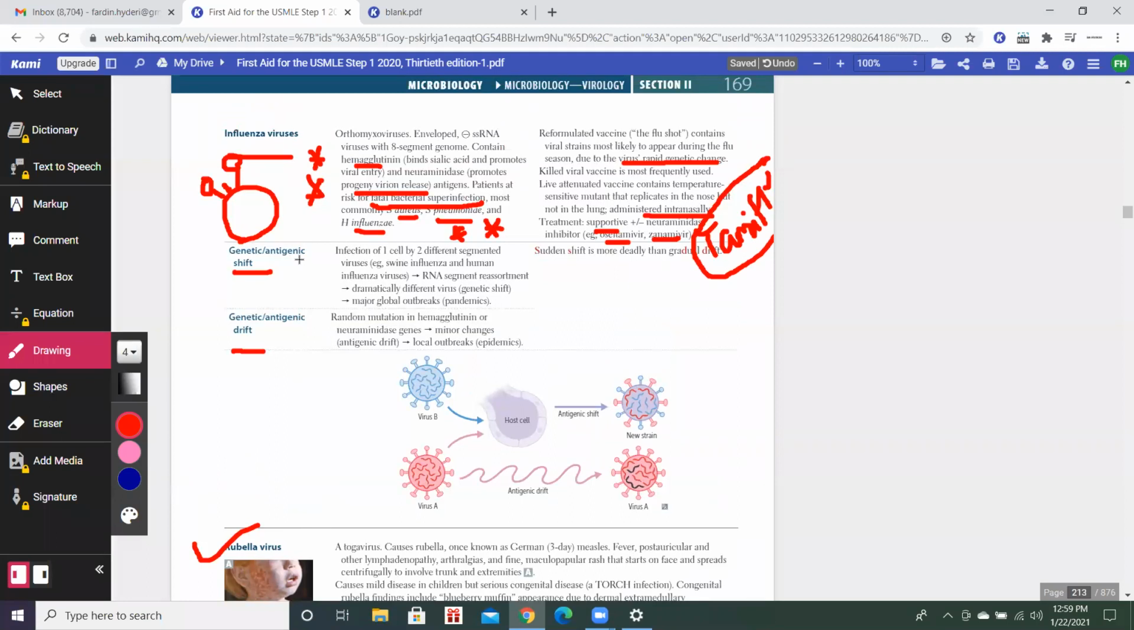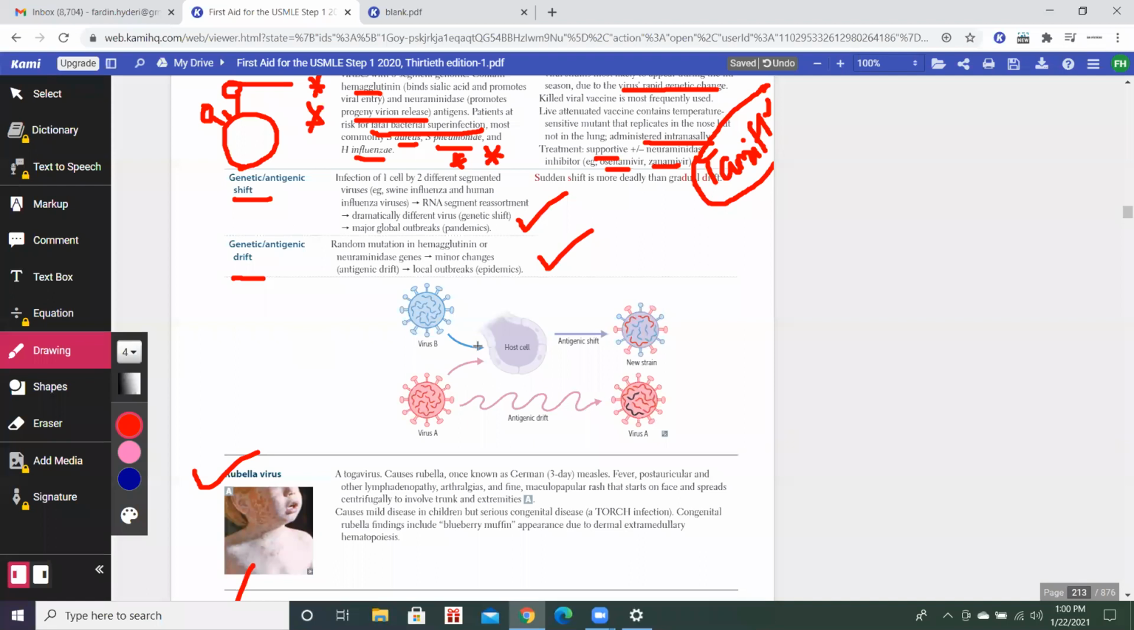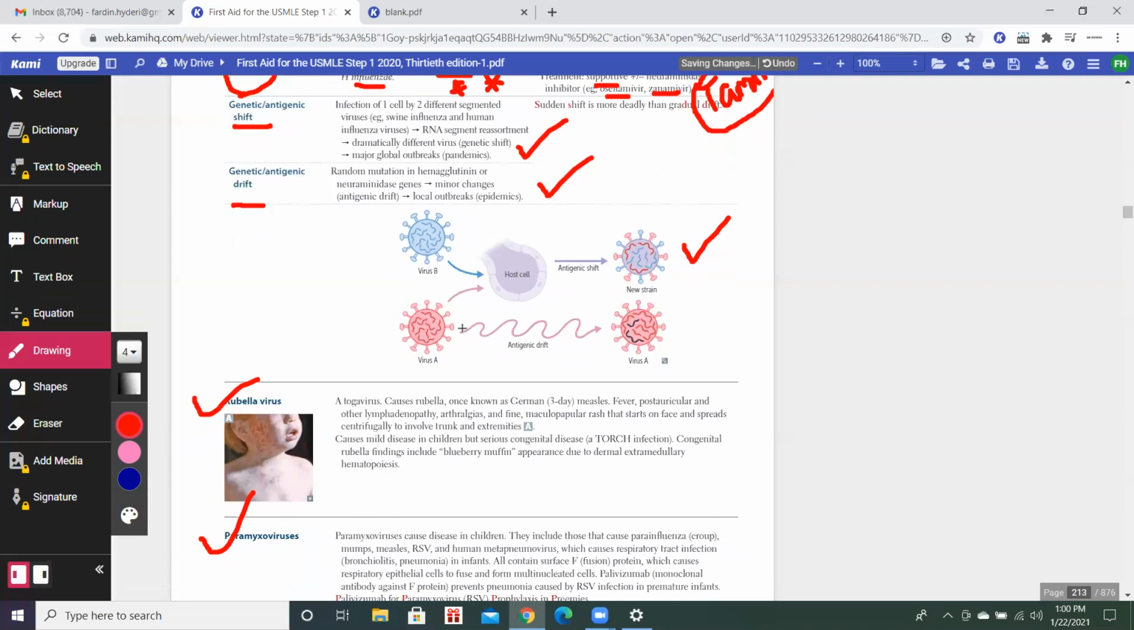So antigenic shift, once again, is infection of one cell by two different segmented viruses, one from a human, another from another species. As a result, segmented reassortment happens and there's a new virus which results in a pandemic. And antigenic drift are minor changes in hemagglutinin or neuraminidase, responsible for local outbreaks or epidemics. As you can see here, virus A and virus B together, genetic reassortment, antigenic shift, this is a new strain, pandemic. This is an old strain with only a change in hemagglutinin and neuraminidase, and this results in epidemics.